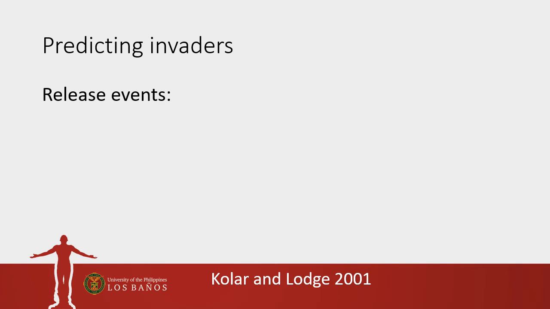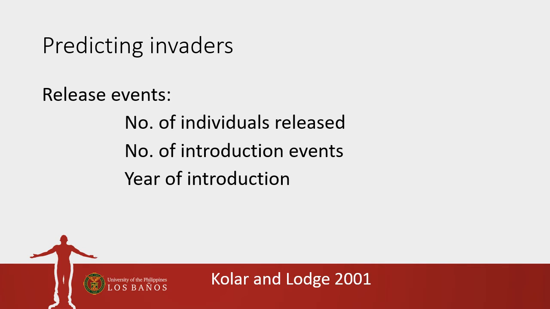Both the biotic resistance and fluctuating resistance hypothesis state ecosystem instability as a factor for invasibility. How about the invaders themselves? According to this study, invasibility of alien animals is increased the higher the number of individuals released and the higher the number of introduction events.